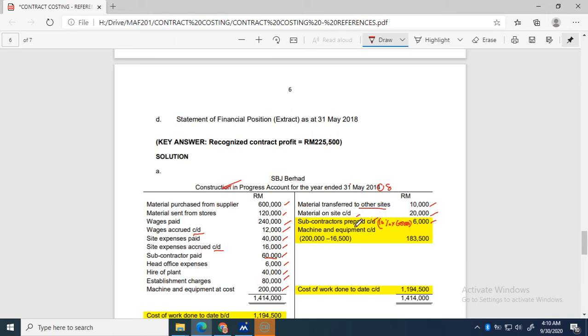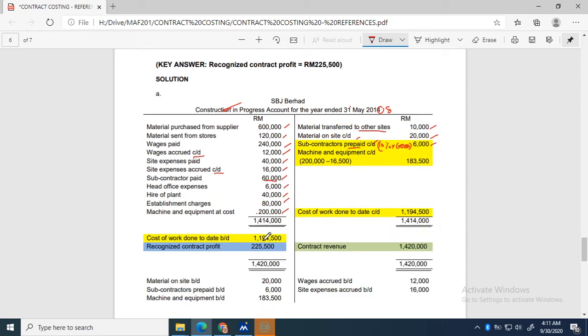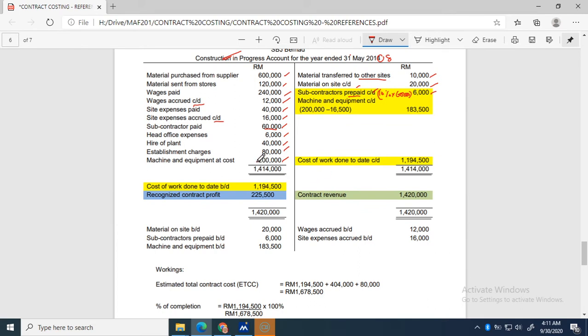Okay, so this is carried down, prepaid. But we have to remember about the machine. The machine we put in the store during the construction is 200,000. But during the construction, from 1st July 2017, commencement of the construction, until 31st May 2018, there is depreciation. So at the end of the period, the value of the machine should be reduced. So the cost minus depreciation during the period. So this is the net book value at the end of the period, 31st May 2018.